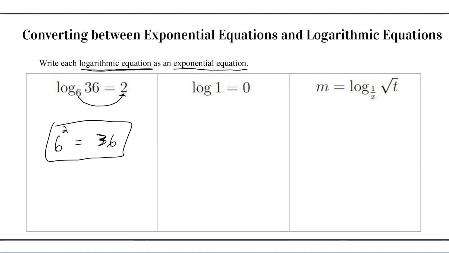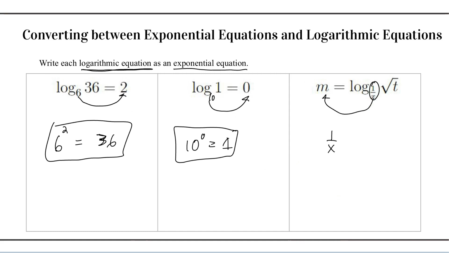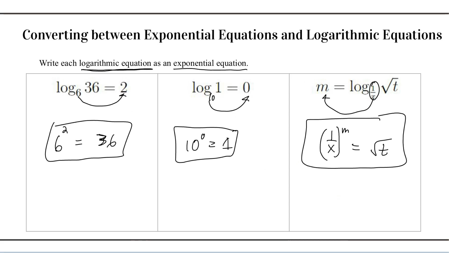6 squared is 36. So in this case right here, your base is 10. So that 10 would have to be raised to the 0 power, and that's going to equal 1. Of course, that's true, because anything to the 0 power is equal to 1. And then finally, your base right here is 1 over x. So it's going to have to be raised to the m. Now, when you do that, you can't just put the m right there, because then it looks like it's only the 1 being raised. So you want to make sure you put in parentheses 1 over x, so that we know that whole fraction is being raised to the m power. And then the answer of that is going to equal the square root of t. They're in exponential form.